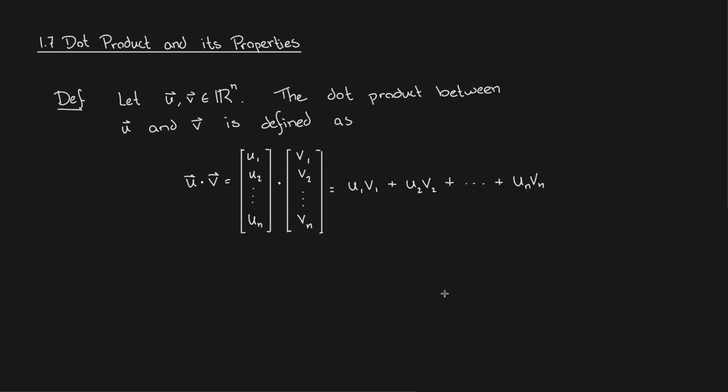Okay, notice what this means. This means that at the beginning, I start with two vectors, u and v. And at the end, I multiply all the corresponding components, and then I add them together, which means at the end, I do not have a vector. This is a scalar. And for this reason, the dot product is sometimes called the scalar product. Okay, so let's see an example.